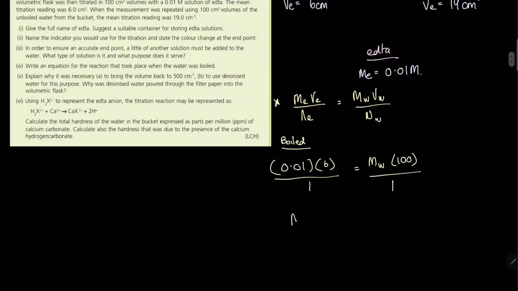So if I just maneuver that around now, I'll be able to work out the concentration of the calcium ion in the boiled water, which is 0.0006 moles per litre of the calcium 2+ ion in the boiled water.